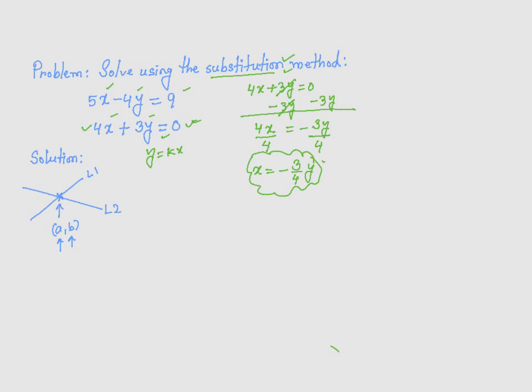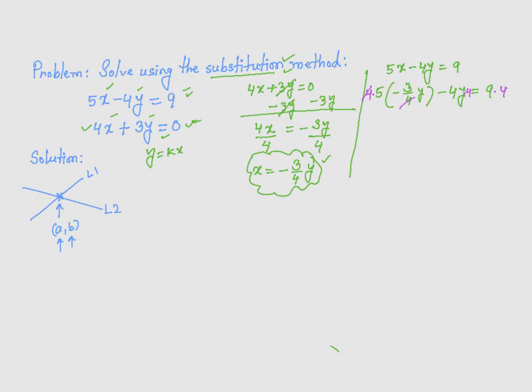Now let's go ahead and take this x value and plug it into the first equation, which is 5x minus 4y is equal to 9. Now 5 times x, instead of x I'm going to put negative 3/4y, minus 4y is equal to 9. Now I'm going to multiply both sides of this equation by 4 so that I can get rid of the denominator. So this times 4 and this times 4.